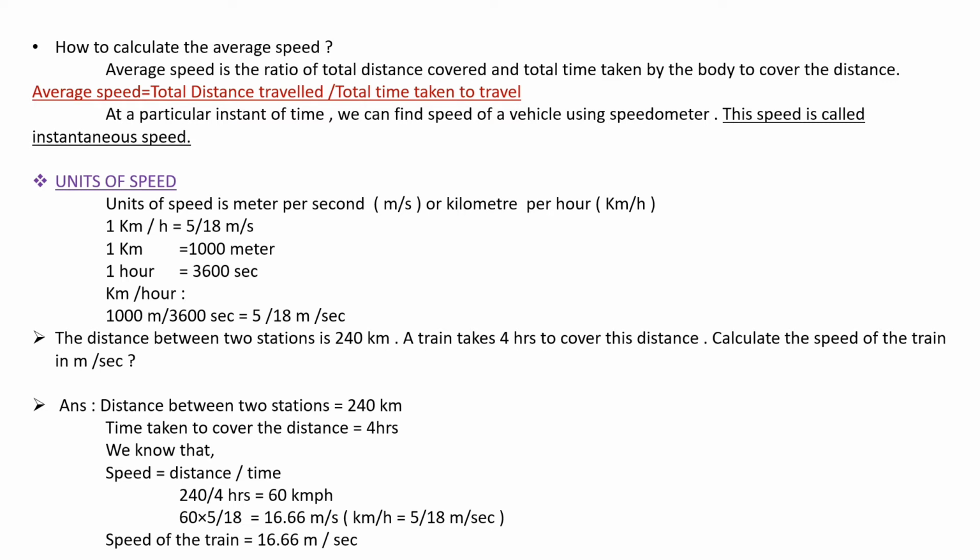1 kilometer equals 1000 meters. 1 hour equals 3600 seconds. So 1 kilometer per hour equals 1000 by 3600.